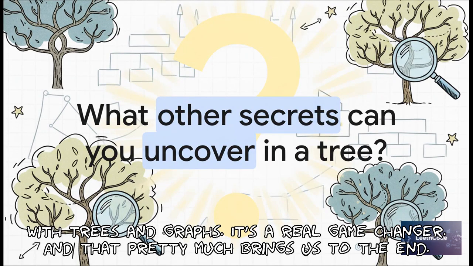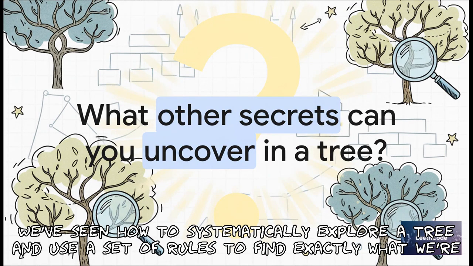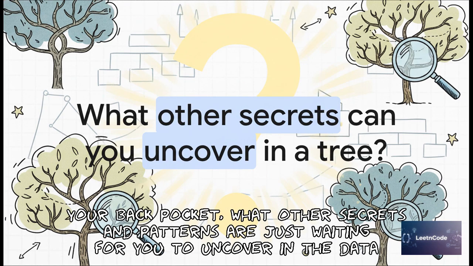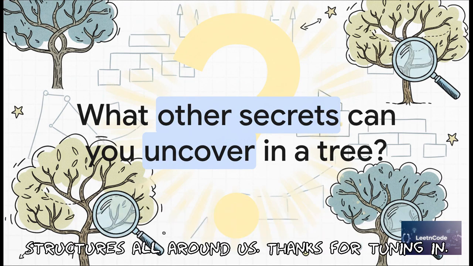And that pretty much brings us to the end. We've seen how to systematically explore a tree and use a set of rules to find exactly what we're looking for. So the question I'll leave you with is this. Now that you have this powerful tool in your back pocket, what other secrets and patterns are just waiting for you to uncover in the data structures all around us?